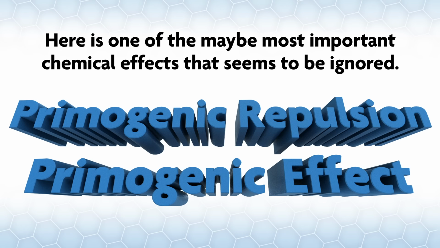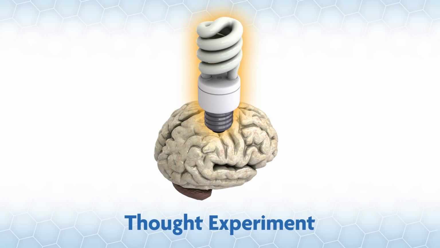So here is maybe one of the most important chemical effects that seems to be ignored: primogenic repulsion, or the primogenic effect. I'll quickly cover a couple of important facts about atomic orbitals to start off, which will lay the foundation we need to understand the effect. First, we need to do a thought experiment.